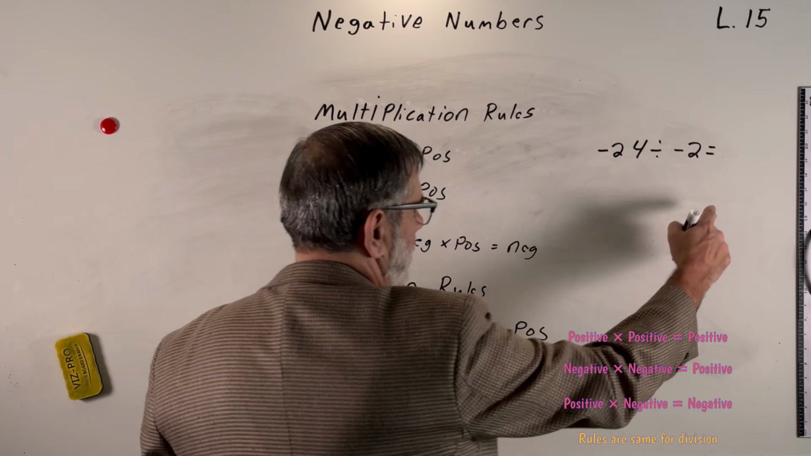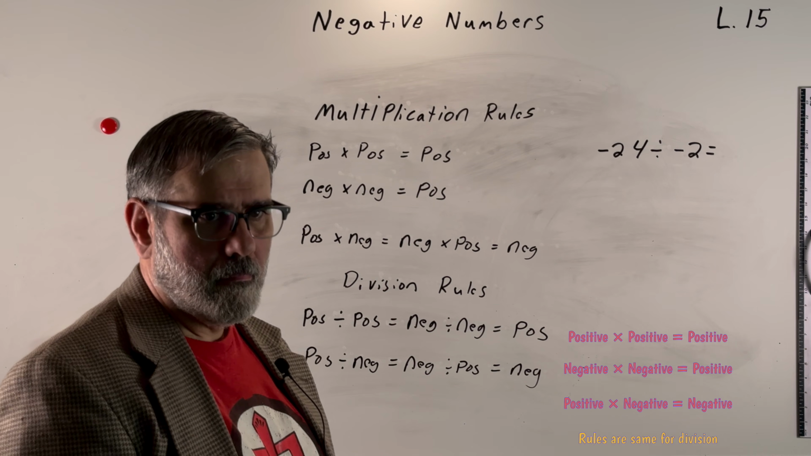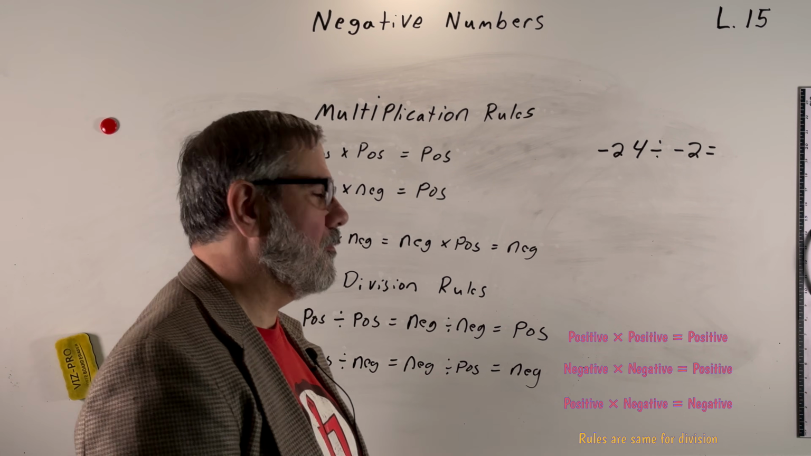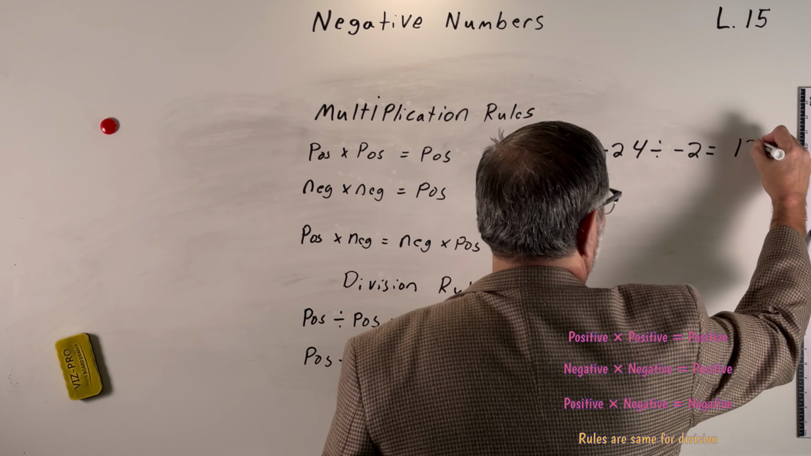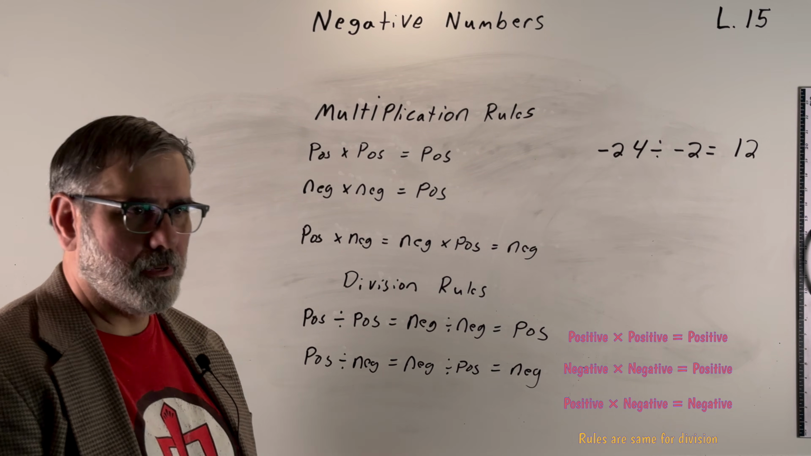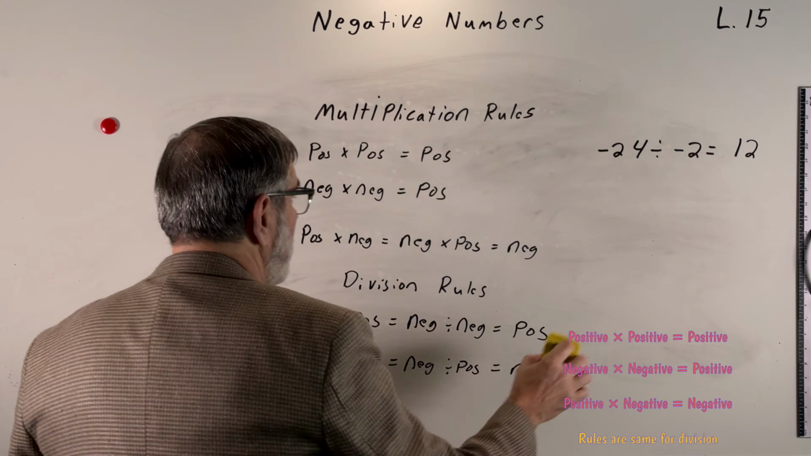So we're going to have a positive sign on this. And then it's just reduced to what is 24 divided by 2? 12. Positive 12. We usually don't write the positive sign. You can if you want, but most people don't. Good. Let's try one more.